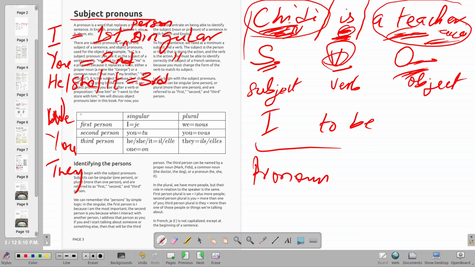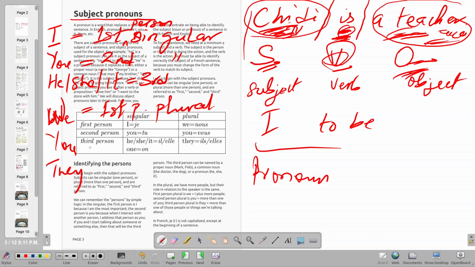If I am talking to you and with a friend of mine, two of us, we will replace our names using we. So we are talking to you. So that is first person plural. Plural because more than one.